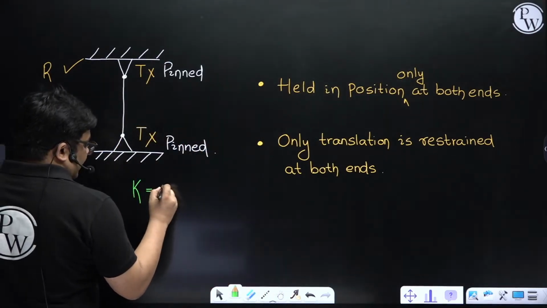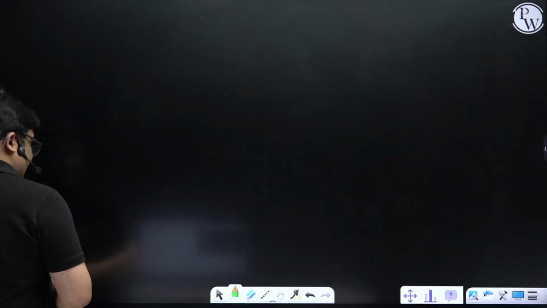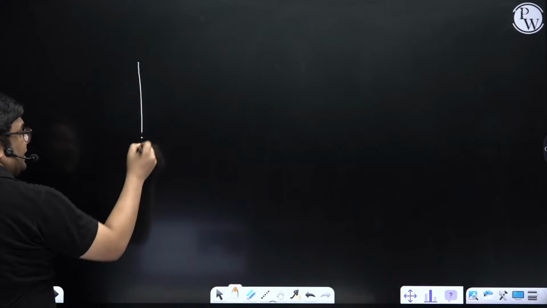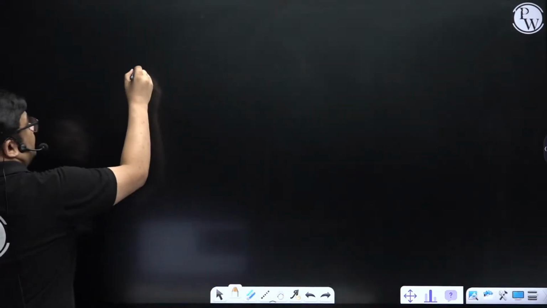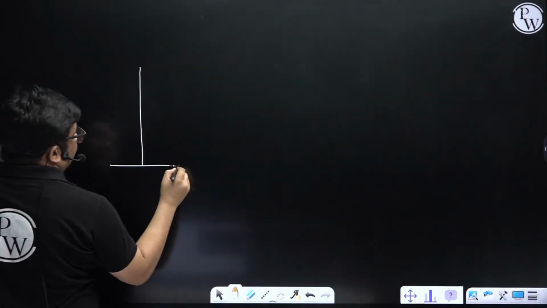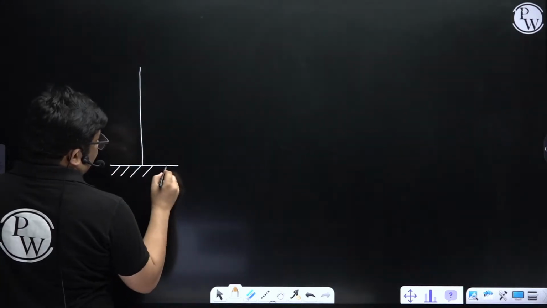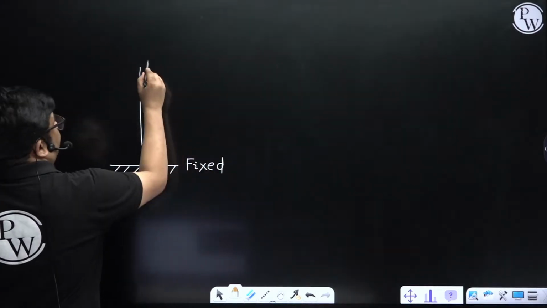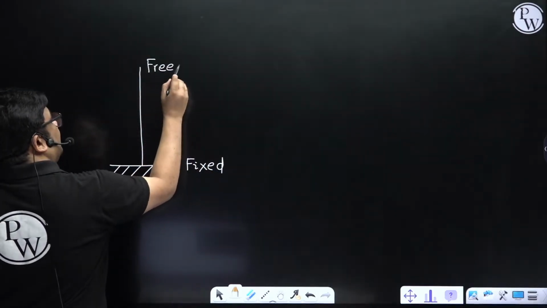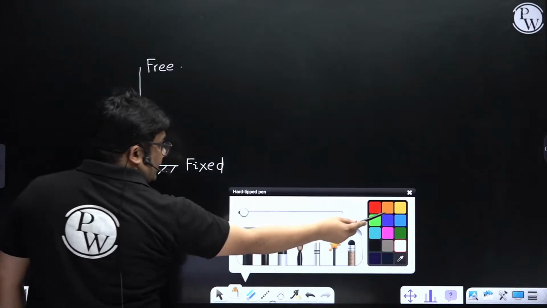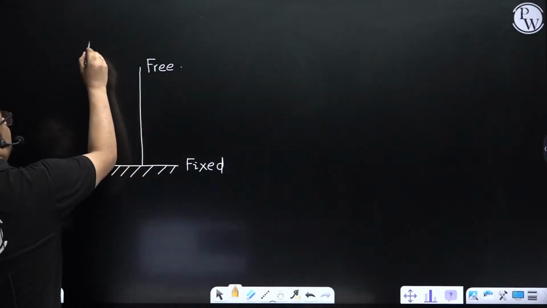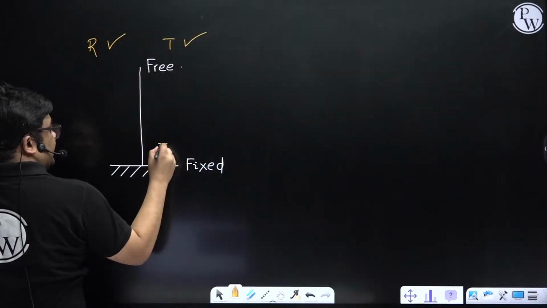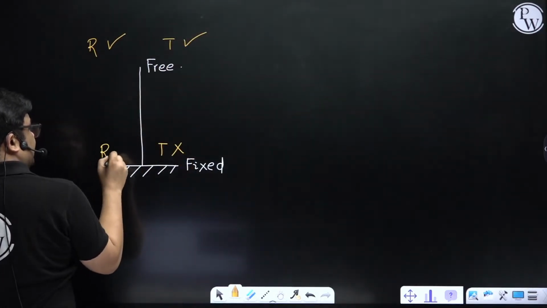The K value is 1. Now the last one. You see, one end is free, the other one is fixed. Here it is fixed and here it is free. Free means both translation and rotation are allowed, right? So here rotation is allowed, translation is allowed. Here translation is not allowed, rotation is not allowed.